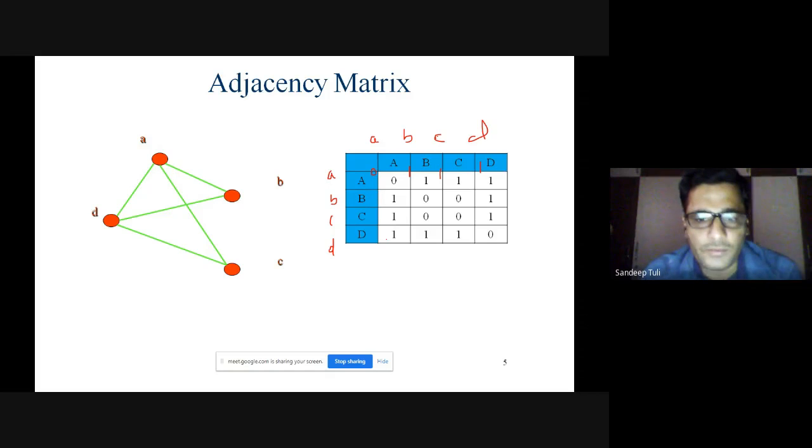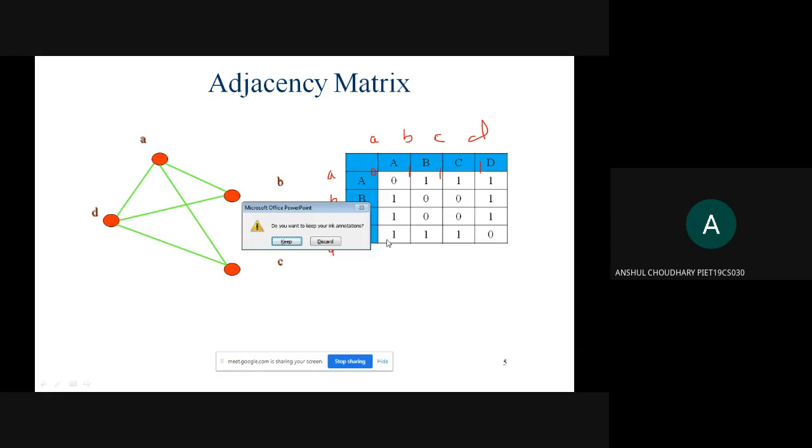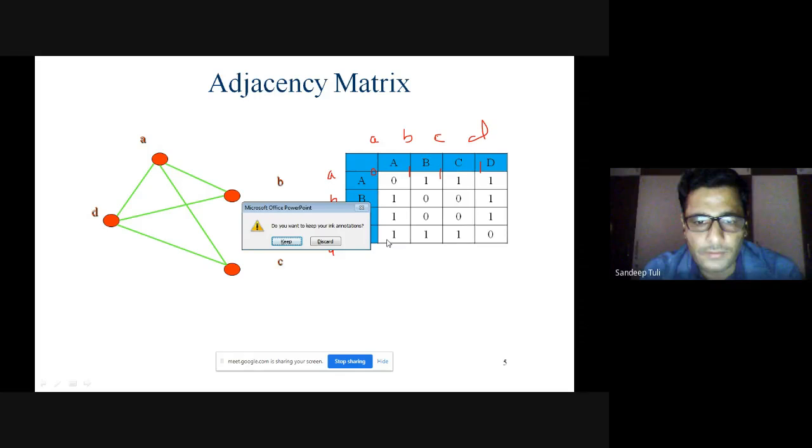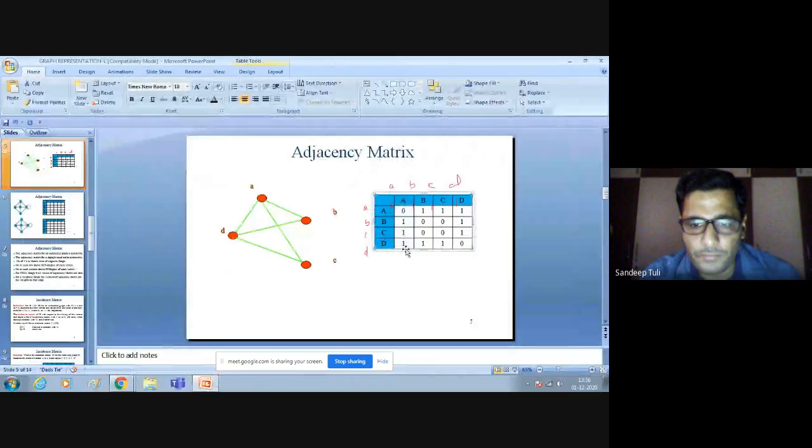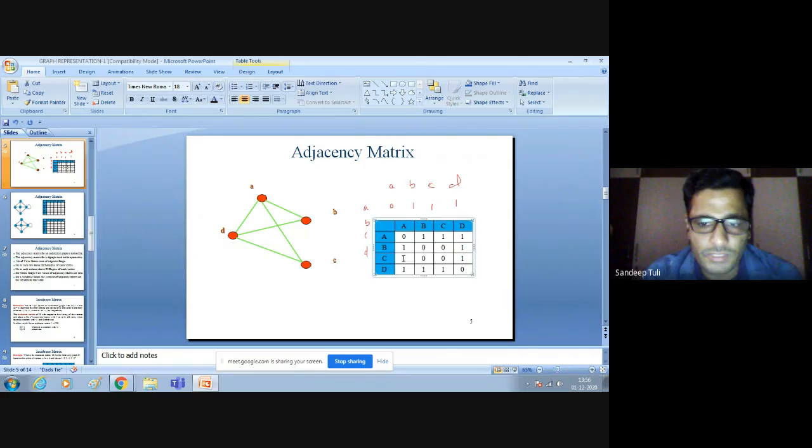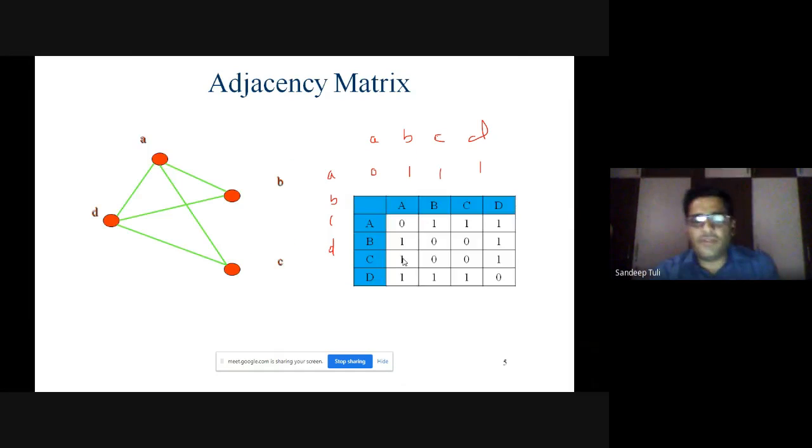Directly, I need to show it. Is it okay? Let me push this matrix a little bit lower, so that whatever we are writing will be visible to you in the slides also. This will be the final matrix for me. Now any doubt you can ask.